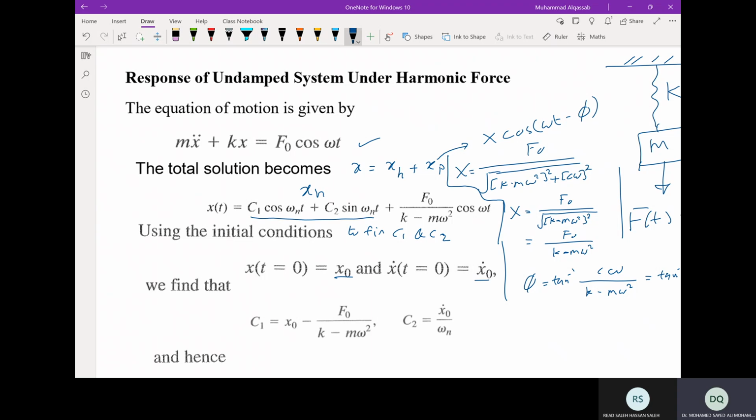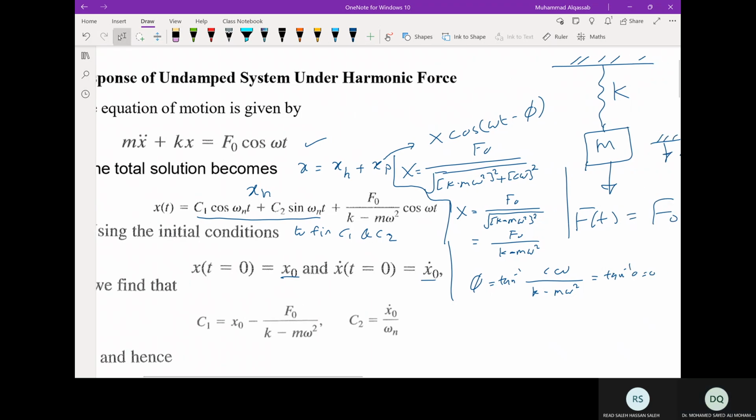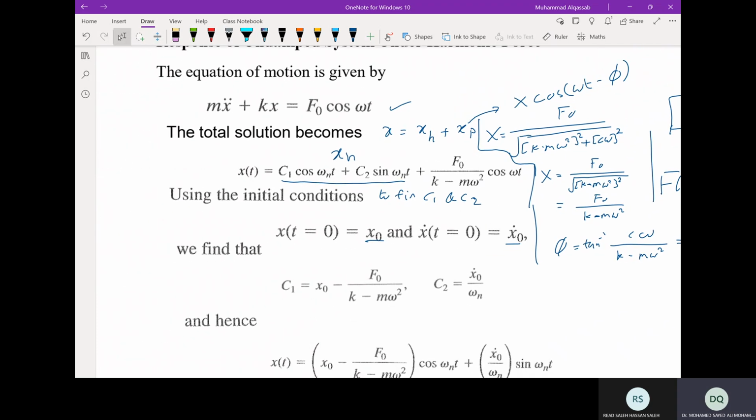You put c equal to 0 and you can reduce X to f naught over the square root of (k minus m omega square) squared, so you can take it outside the square root because of the square here. So it becomes X equals f naught over k minus m omega square, and the phase is tan inverse of c omega over k minus m omega square. But for c equal to 0, this will be tan of 0, equal to 0.